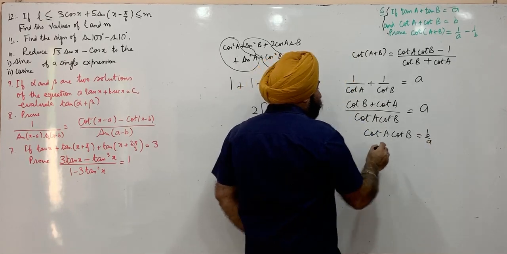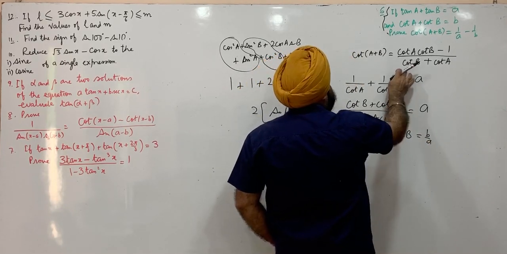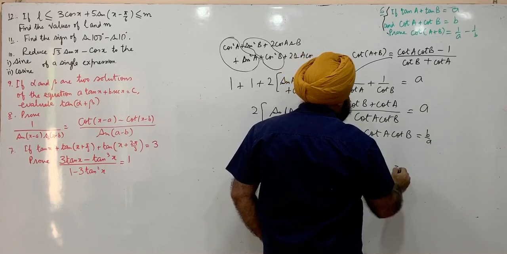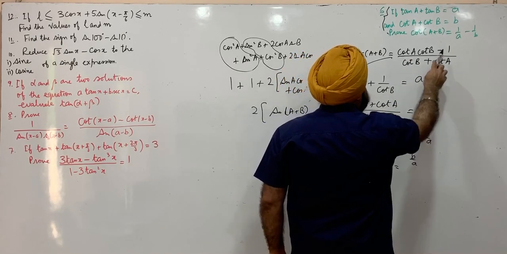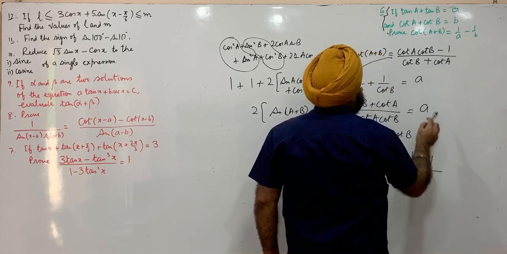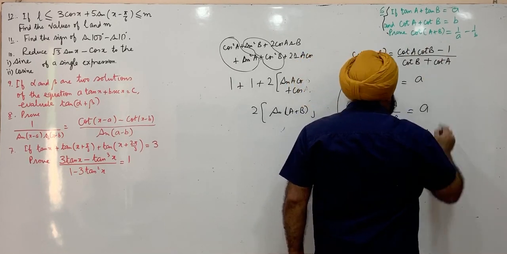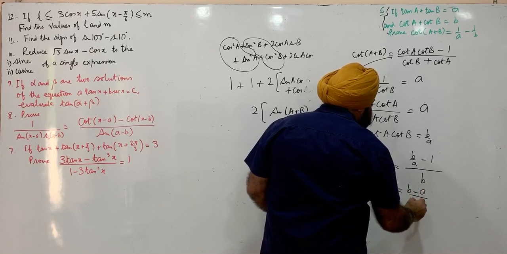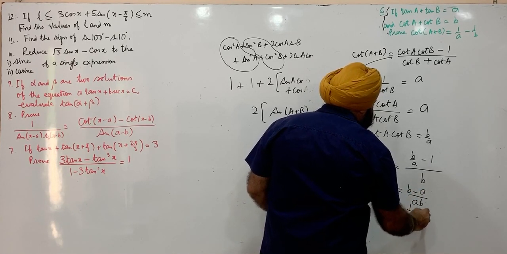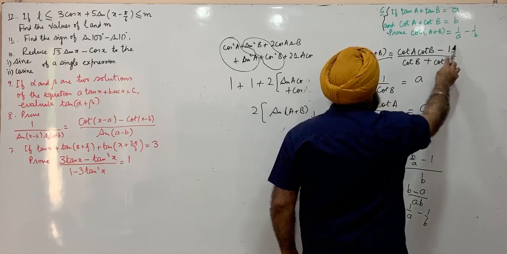Now substituting the value of cot A cot B here, we get b by a minus 1, upon cot B plus cot A, that is b. This is b minus a upon ab, or this is 1 by a minus 1 by b. This is what we wanted to do.